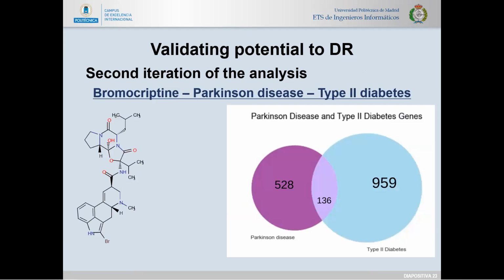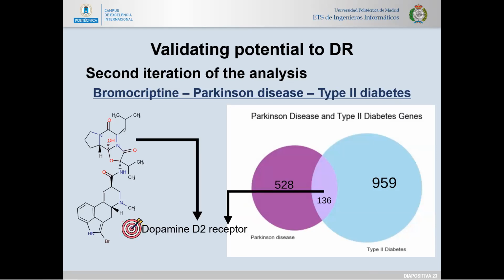Okay, so an interesting case that we found here was the drug bromocriptine. It was originally used for Parkinson's disease and then was repurposed for diabetes. We saw that these two diseases shared 100 genes, but among those genes, there was the target that the drug was affecting when it was treating that disease, which was the dopamine D receptor. It was shown that both of the diseases are involved with that gene in the homeostasis of glucose. Okay.